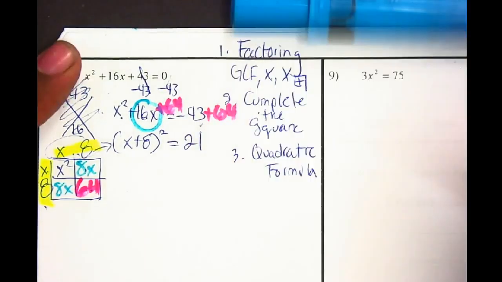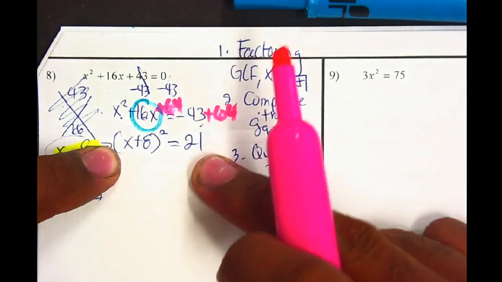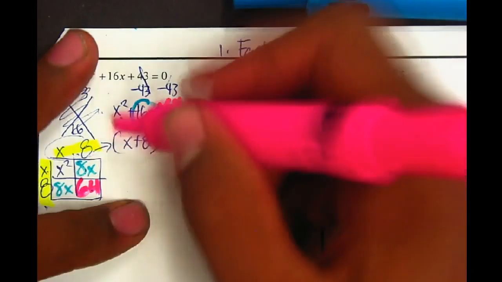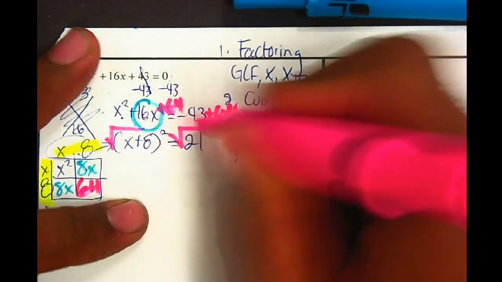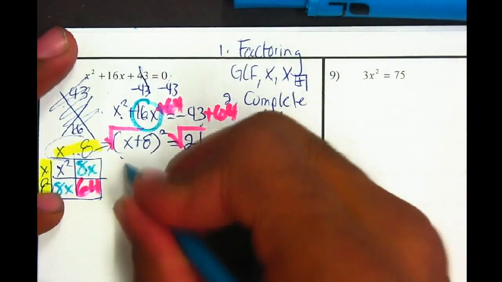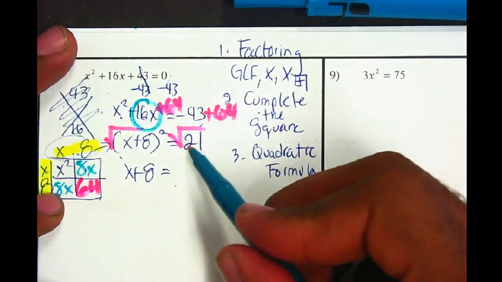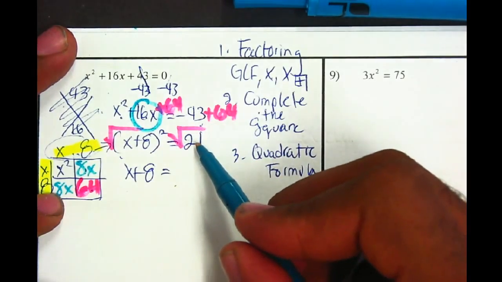So we'll put 21. And then remember, when we have parentheses and equals a number, we want to square root both sides. Square root both sides. That makes the parentheses go away. Now I have x plus 8. And don't forget, well first, square root of 21.